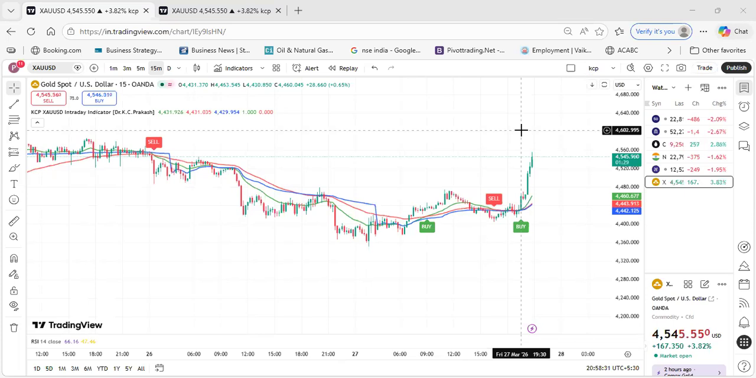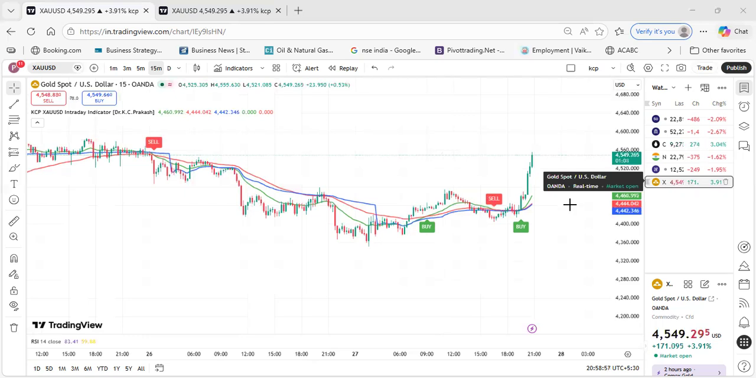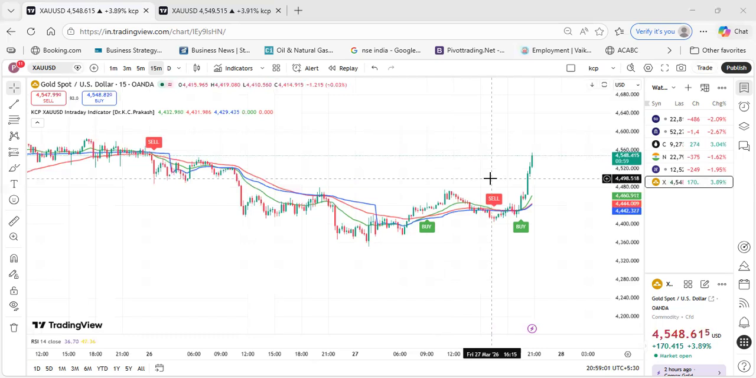Today we are going to discuss an important indicator, that is the KCP XAUUSD intraday indicator. I will explain the concept, then we will go into the real data and the proof. This indicator shows a clear gold direction. We are in the live market. The time is around 8:58 p.m. and the day is around 27/3/2026.